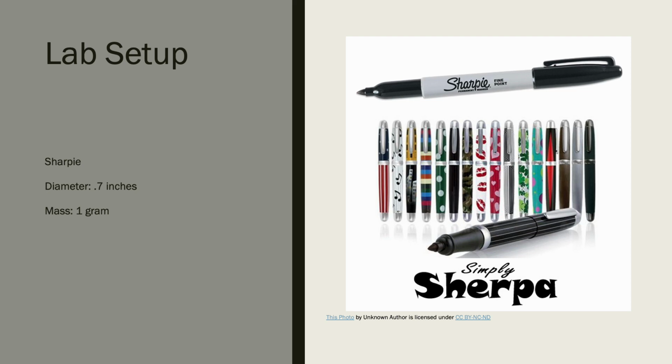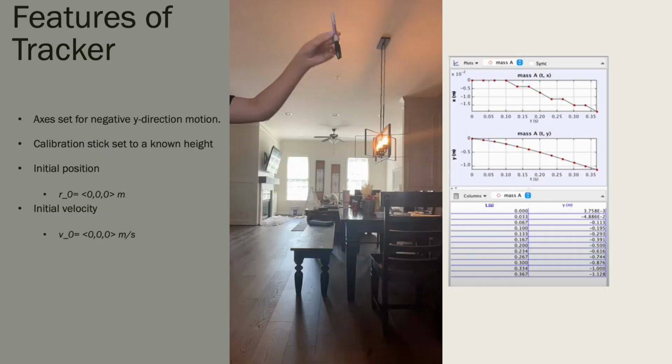The system was the Sharpie, and the surroundings was the Earth. I dropped the Sharpie from about 1 meter high. This is a screenshot of the video in Tracker.